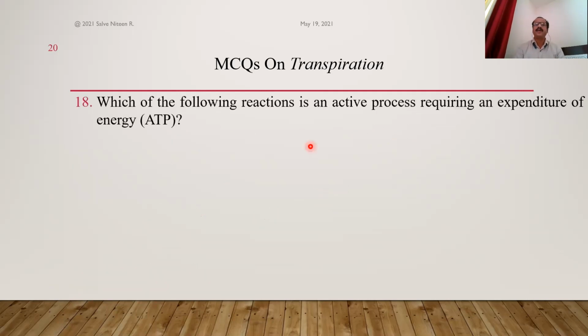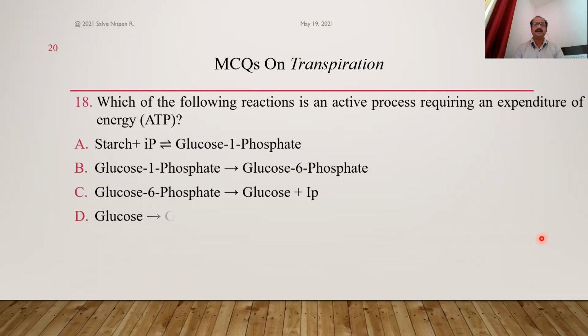Next one, which of the following reactions is an active process requiring an expenditure of metabolic energy in the form of ATP? You have studied that. See here, glucose 6-phosphate can be synthesized in two ways. It can be synthesized from glucose 1-phosphate. Glucose 1-phosphate just gets converted into glucose 6-phosphate. This is just an isomerization reaction, and it doesn't require energy as such. But when glucose takes energy in the form of ATP, then it forms glucose 6-phosphate.